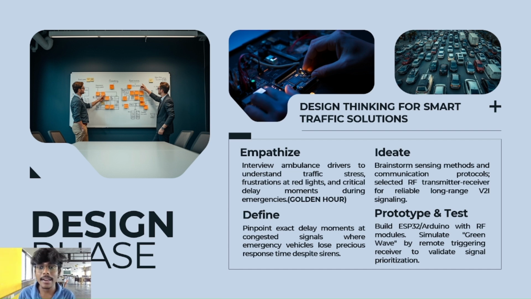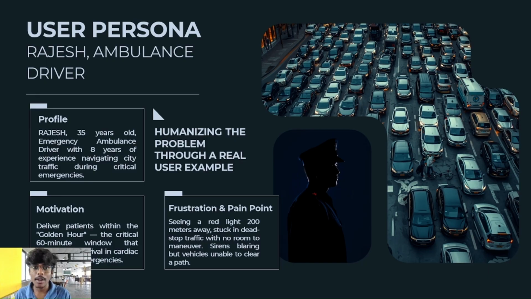Empathize: interview ambulance drivers to understand traffic stress, frustrations at red lights, and critical delay moments during the golden hour. Define: pinpoint exact delay moments and congested signals where emergencies lost precious response time despite sirens. Ideate: brainstorm sensing methods and communication protocols like RF transmitter receiver for reliable long range vehicle to infrastructure signaling. Prototyping and testing: build with an ESP32 or Arduino with RF modules. Simulate the green wave by remote triggering the receiver to validate signal prioritization.